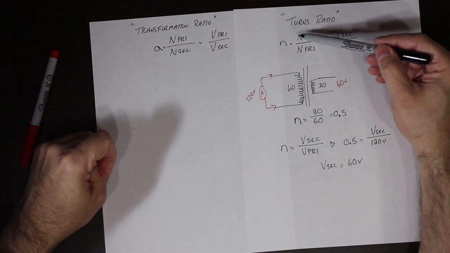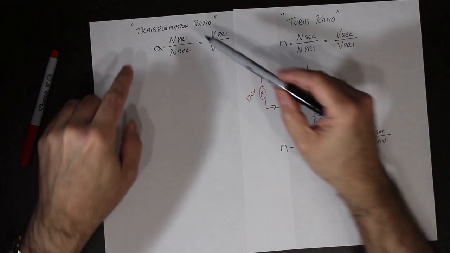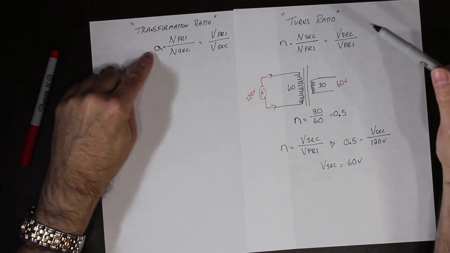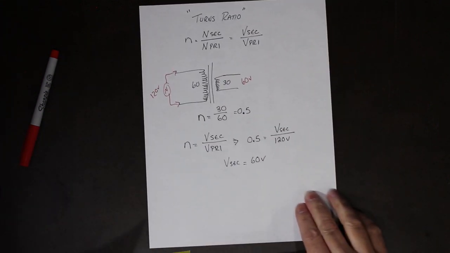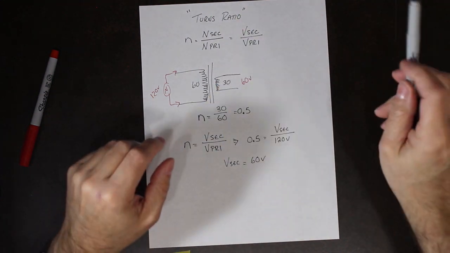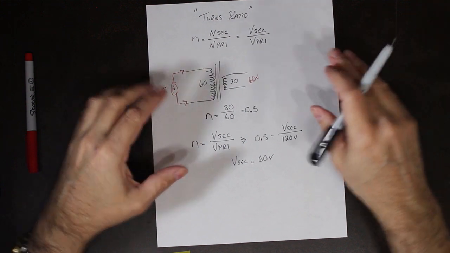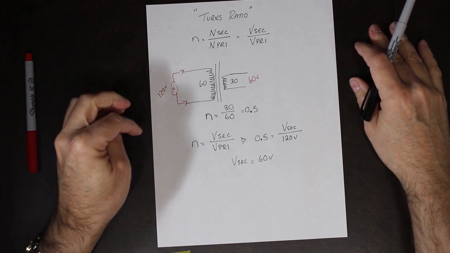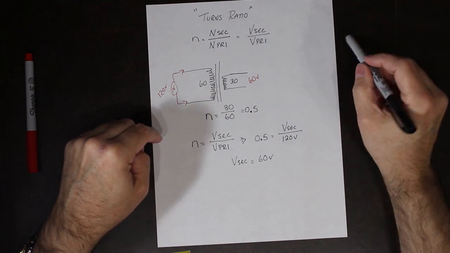Turns ratio is secondary over primary, denoted by N. Transformation ratio is primary over secondary, denoted by A. Now, for what we're talking about, we're going to look at the turns ratio. That is what our book is using. But I just wanted to bring up the transformation ratio so you've seen it. If you do further studies in electronics and electrical, you're going to come across it, and I just wanted you to know how it is different. So turns ratio is what our book uses right now.